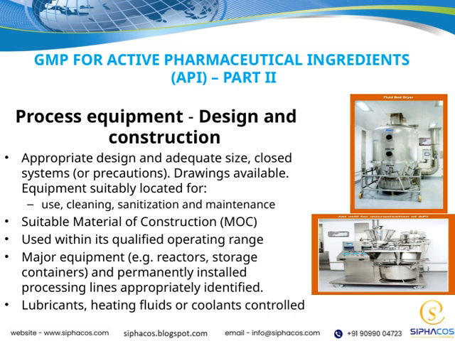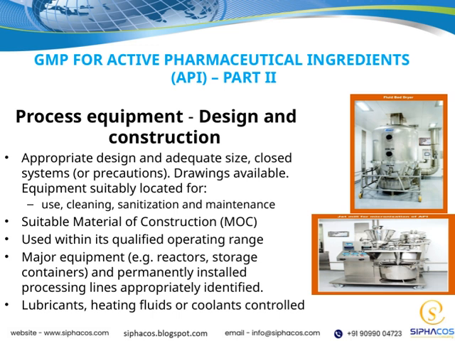When it comes to placement, the equipment should be positioned thoughtfully to facilitate use, cleaning, sanitization, and maintenance. This planning helps ensure smooth operations and compliance with GMP standards. The choice of materials of construction is equally important. Selecting suitable materials ensures durability, compatibility with process fluids, and compliance with regulatory standards.